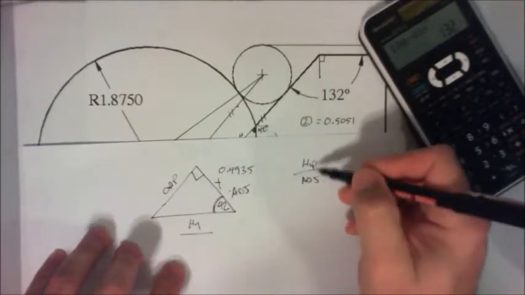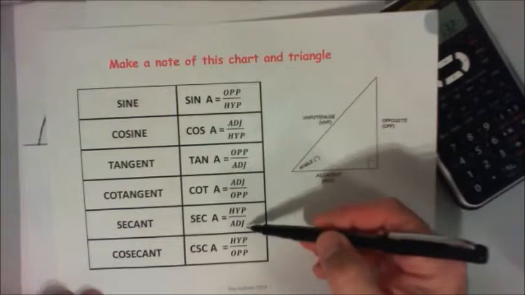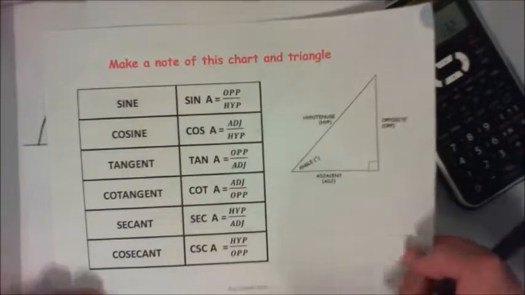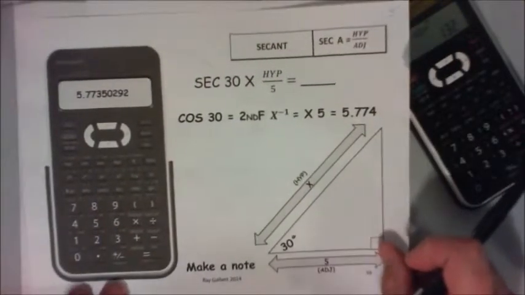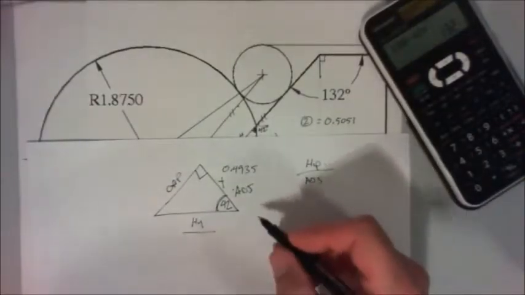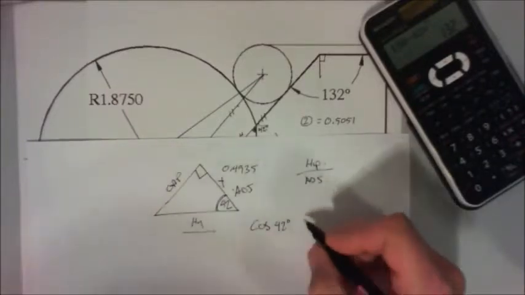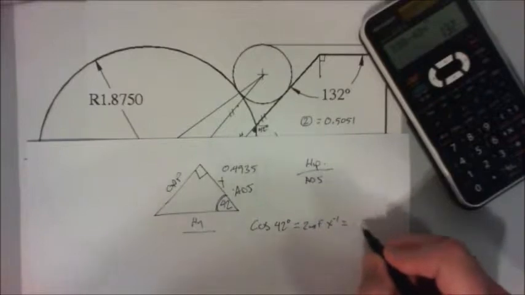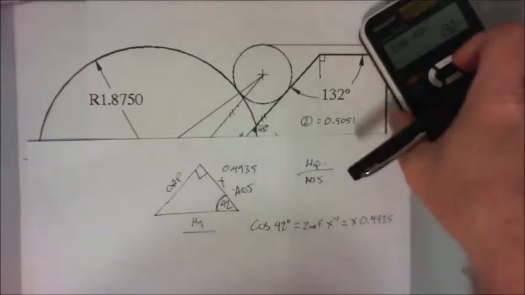So what's hypotenuse over adjacent? Let's take a look at our chart. Hypotenuse over adjacent, secant, or the inverse of cosine. So here is the formula that we're going to use. Cos 42 degrees, equals, second function, 1 over, equals, times 0.4935. Hopefully we can see that on the video.